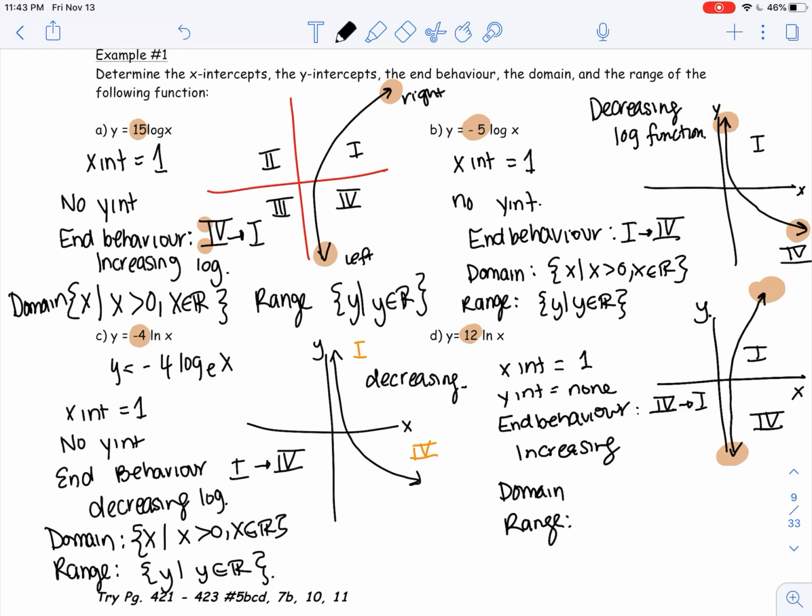Domain and range are going to be the same as the previous equations. So you want to say x such that x is greater than 0, x ∈ R. And your range is y ∈ R for all of these cases. Okay.